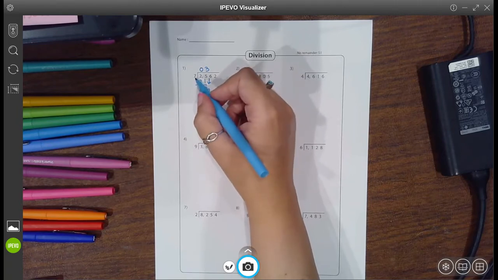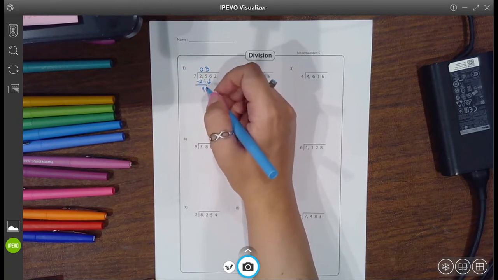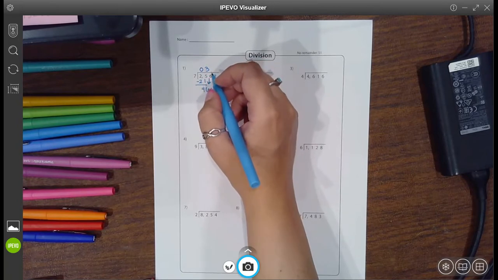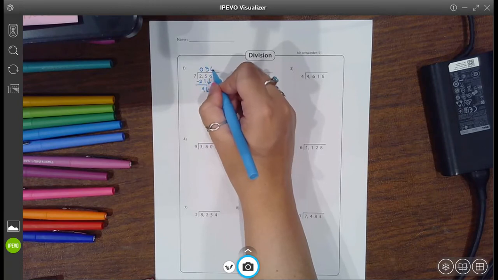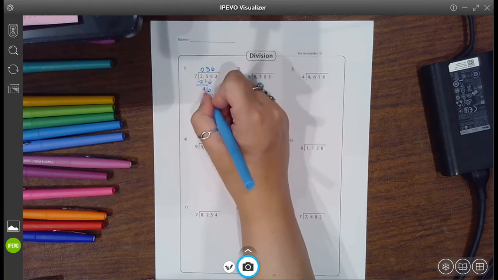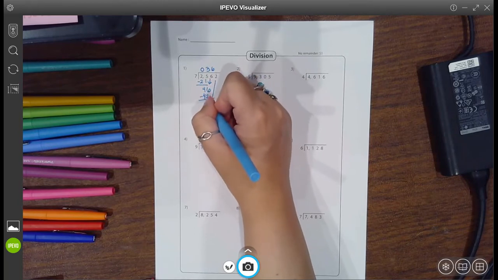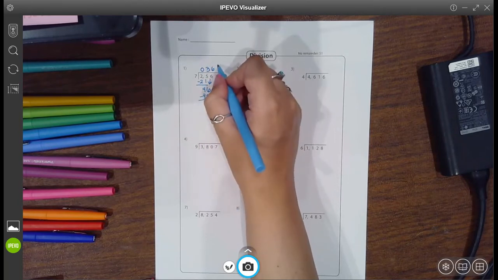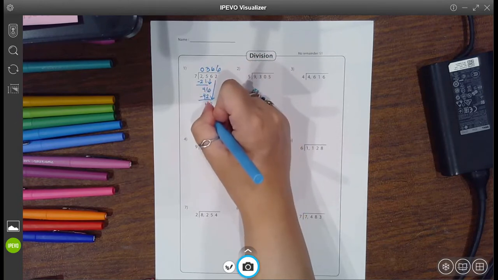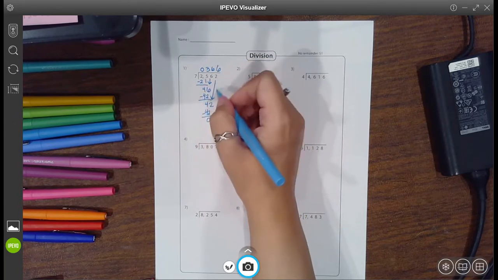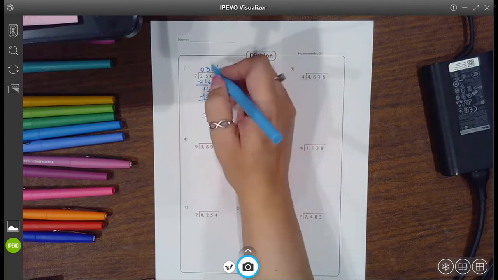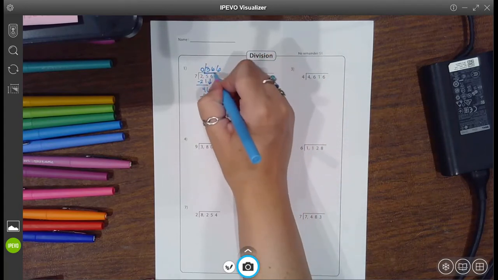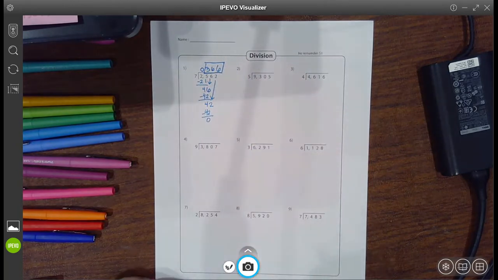Can 7 go into 46? Yes. How many times? Well, 7 times 7 is 49. Too big, so let's try 7 times 6 is 42. Subtract that, you get 4. Bring down that 2, and 7 goes into 42 6 times. Okay, perfect. There's nothing else to bring down. I got a remainder of 0. You're done. Your answer is 366. All right, let's keep going to the next one.